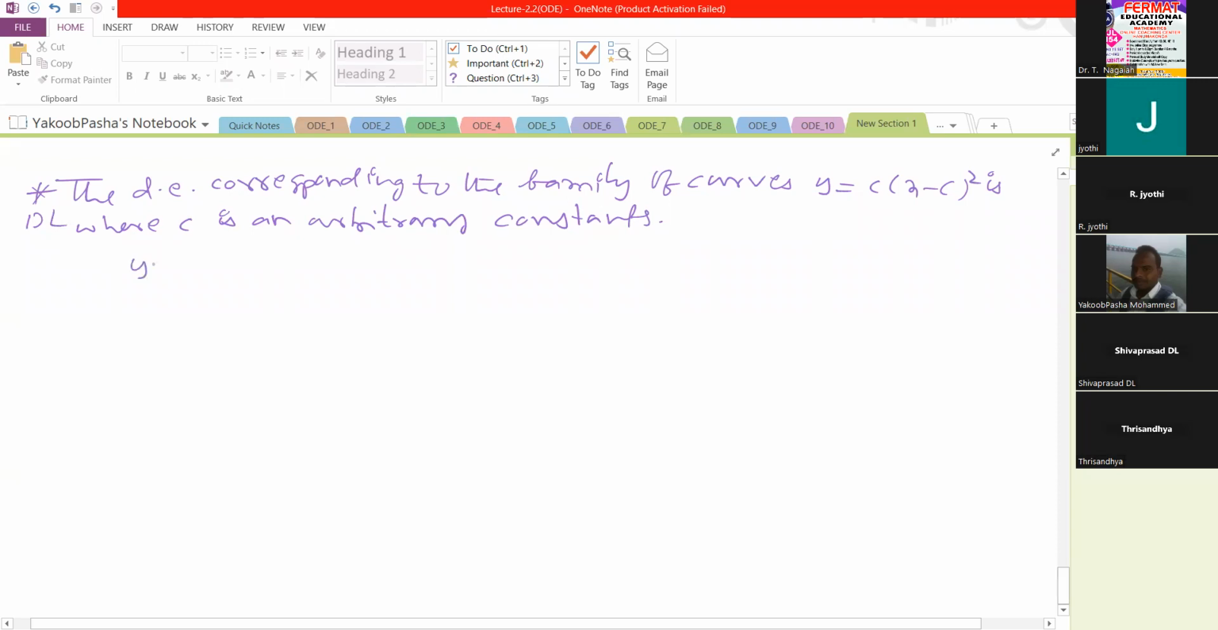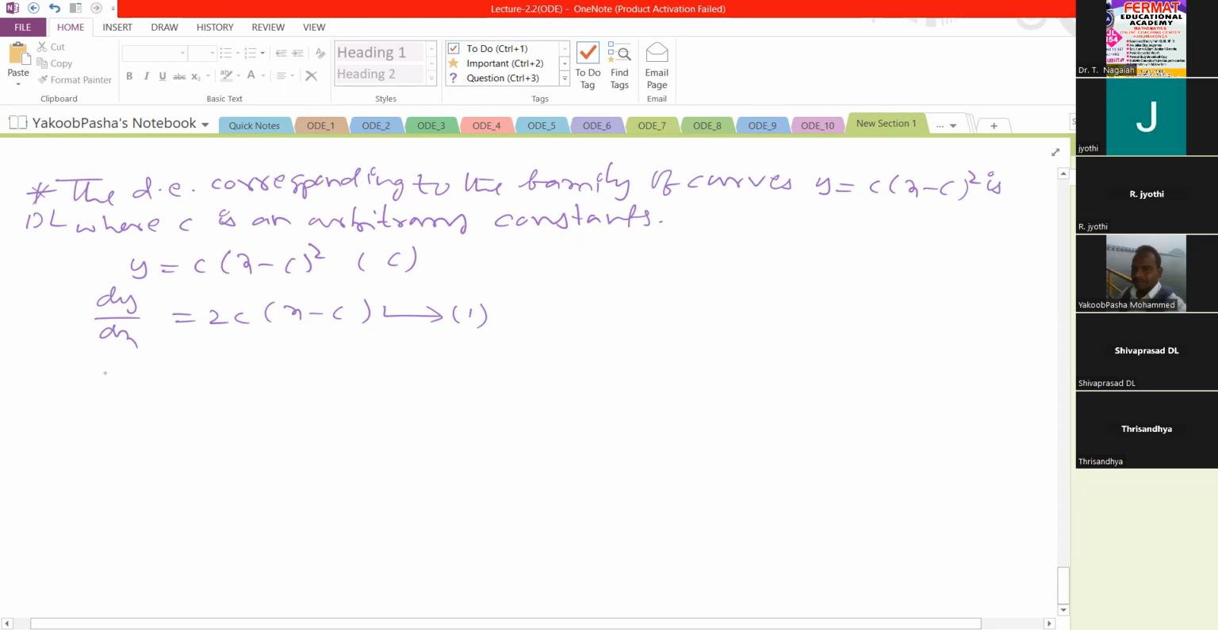First, I am writing the relation y equal to c into x minus c whole square, where c is an arbitrary constant. We need to differentiate one time only. That is dy by dx is equal to 2c into x minus c. Again differentiate x minus c, we will get 1. So call this equation number 1.